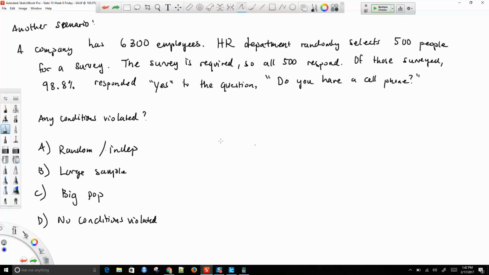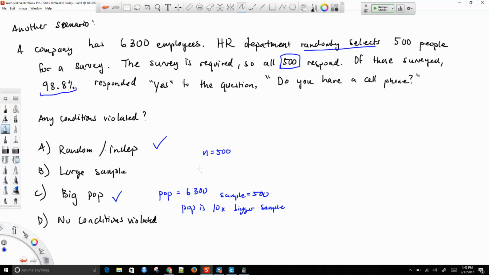Without wasting any time, I'll just tell you the answer. Okay, so in this case, counts are not provided. Well, we can look at random and independent, and here it says they randomly select, so that condition is met. The population is 6,300, and our sample is 500. So the population is 10 times bigger than the sample. But as far as the sample size goes, n is 500, and our p is 0.988.